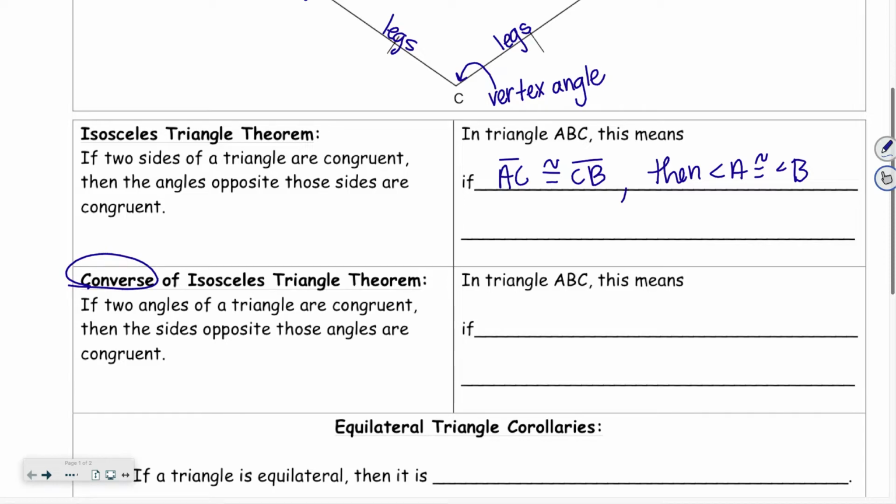Converse means the same thing, we just switch the order. So this is going to say if the two angles are congruent, then the sides are congruent. So if I tell you that angle A is congruent to angle B, then you should know that AC is congruent to CB. So I don't have to mark both. If I mark the sides, you should know the angles. If I mark the angles, you should know the sides.